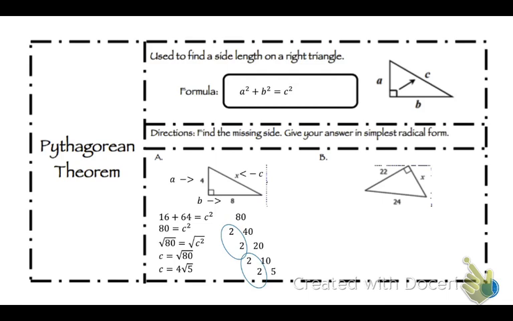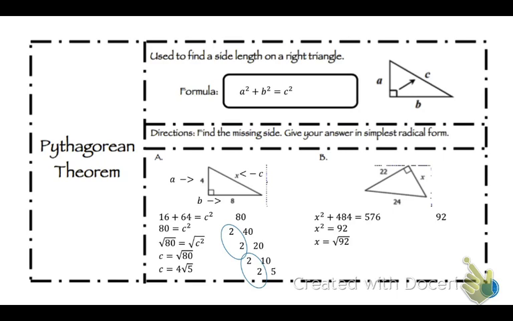Let's look at B. So again, let's label a, b, and c. So I'm just going to say that a is X, b is 22, and c is 24. C has to be 24 because that's our hypotenuse. Then I'm going to square everything out. 22 squared is 484. 24 squared is 576. Now I need to solve for X. So I'm going to subtract 484 from both sides. I get X squared equals 92. Square root both sides. I get X equals the square root of 92.